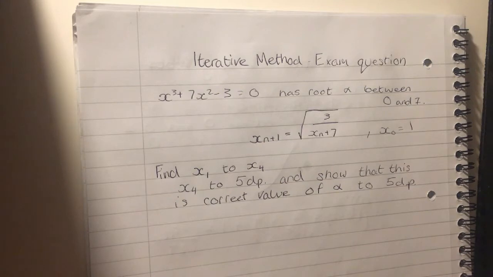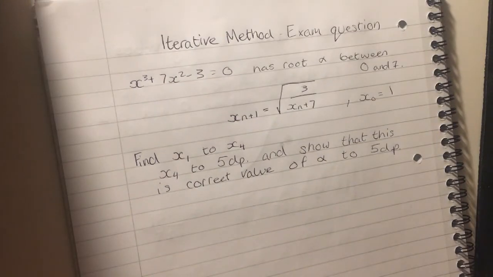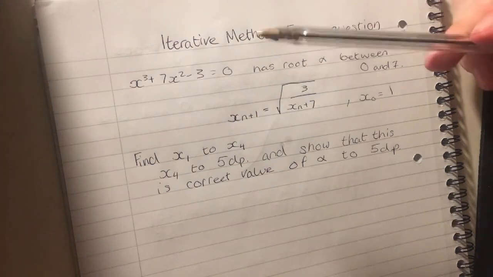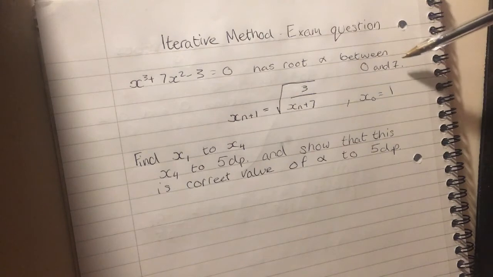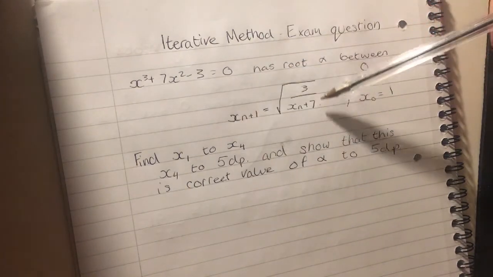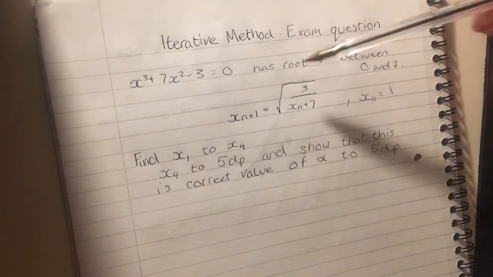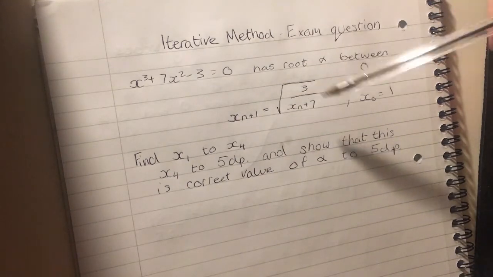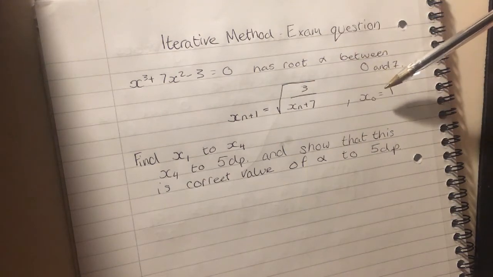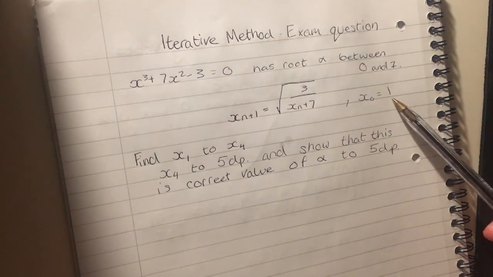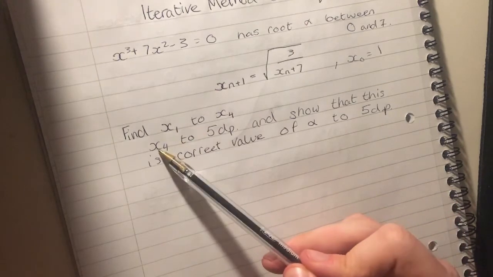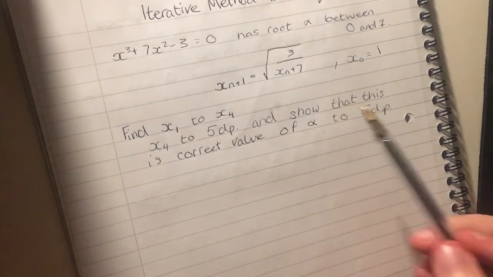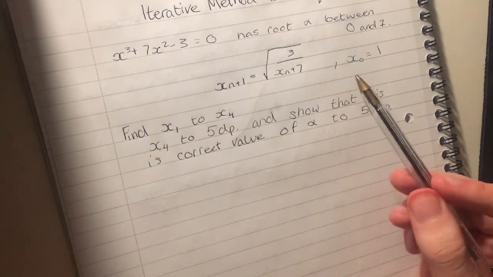So I've shortened this question down to save me some time, and show you the key elements that the question says. It says that there's a root of this equation, x cubed plus 7x squared minus 3, between 0 and 1. Then it shows us the recurrence relation, which is: new x is equal to root 3 over the old x plus 7. It tells us that x0 is 1, and that we need to find x1 to x4, and also find x4 to 5 decimal places, and show that this is the correct value of alpha to 5 decimal places.